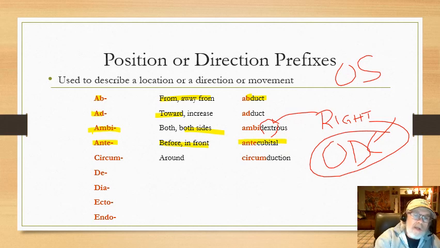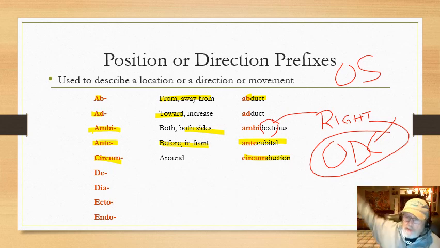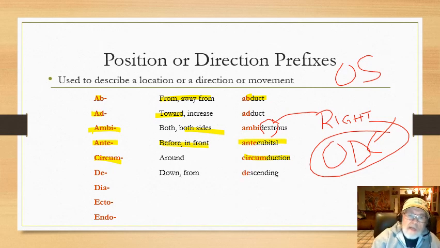Circum means around. Okay, circumduction. This is an easy word to remember, because if I take a circle, the area around the circle is the circumference. So around the outside. So circumduction, if I took my arm and rotated it around in a big circle, that's called circumduction. So that's another word. De means down from. It's easy: descending. You're coming downstairs, it's descending.